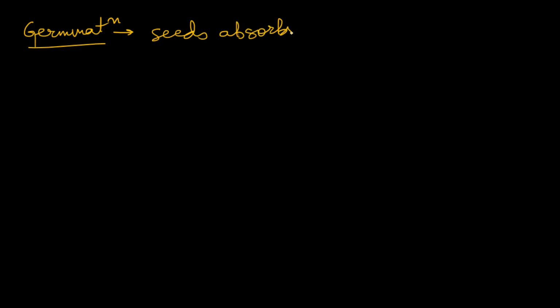So first is the germination phase. So what happens in germination? Germination is the initial stage where the seed absorbs water and begins to sprout, that is, begins to grow.